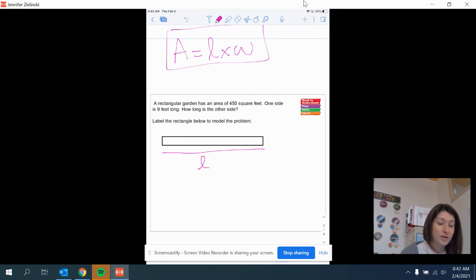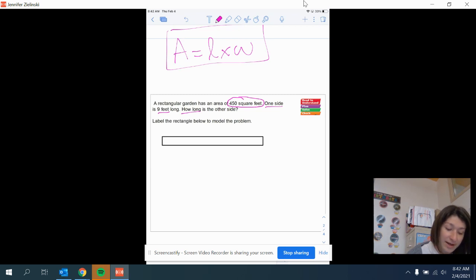So let's read our warm-up problem. A rectangular garden has an area of 450 square feet. One side is 9 feet long. How long is the other side? Label the rectangle below to model the problem. Well, here's where we're going to have to use what we know. We've got 450 square feet, and then we've got one side being 9 feet long, and then we don't know what the other side is.